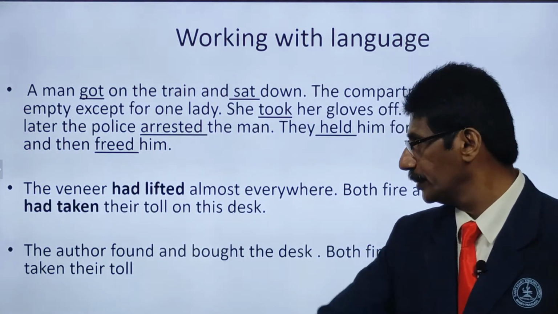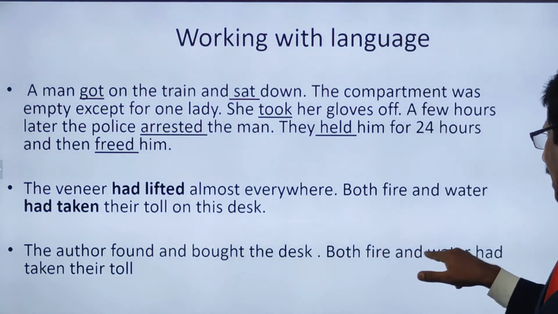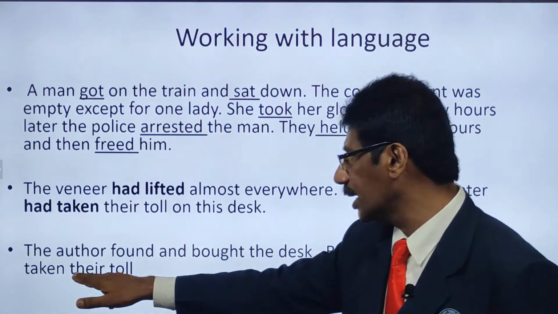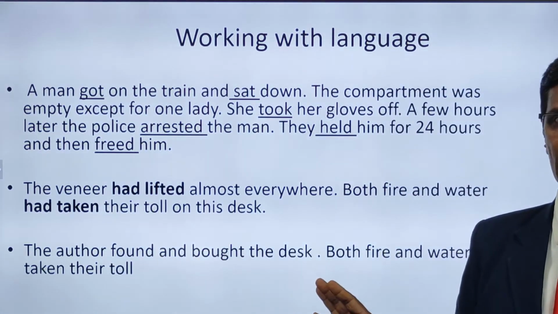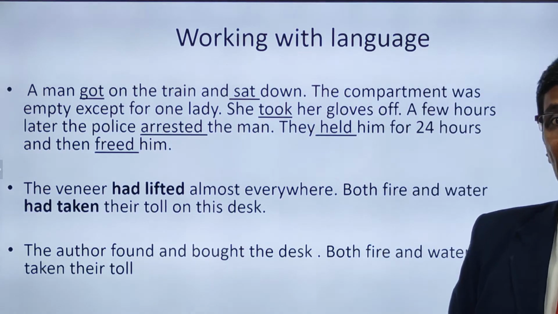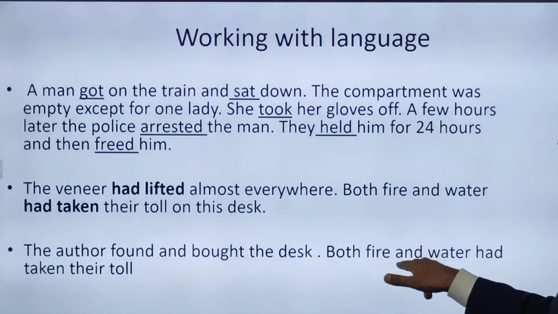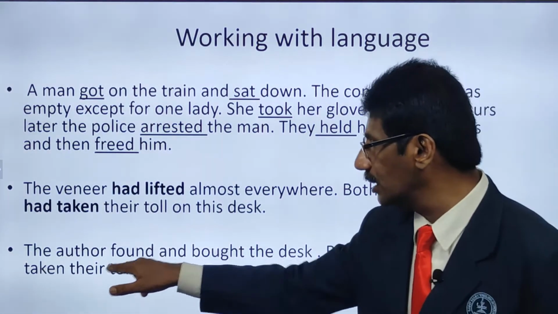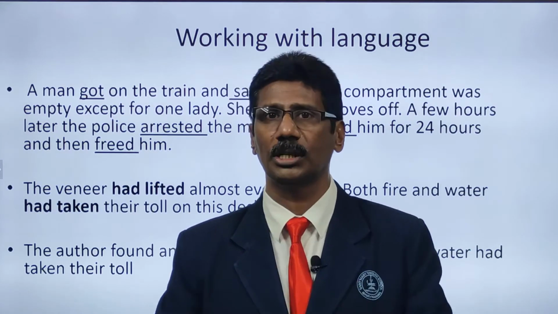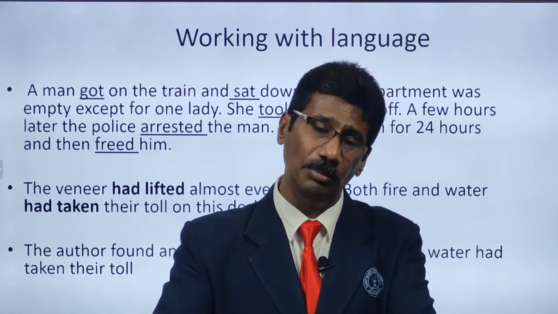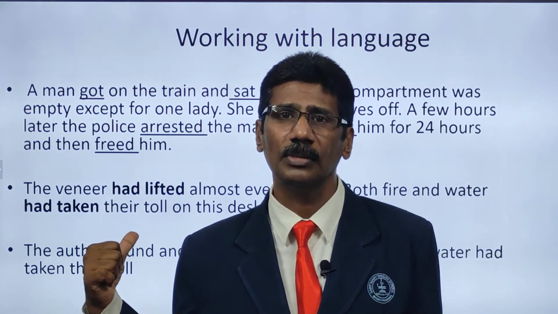Now, the author found and bought the desk. Both fire and water had taken their toll. You see the sentence? The author found, simple past. But even before he was finding, what had happened? Both fire and water had taken their toll. Fire and water had done whatever they had to do on the table earlier, even before he found the table. Very clear it is.